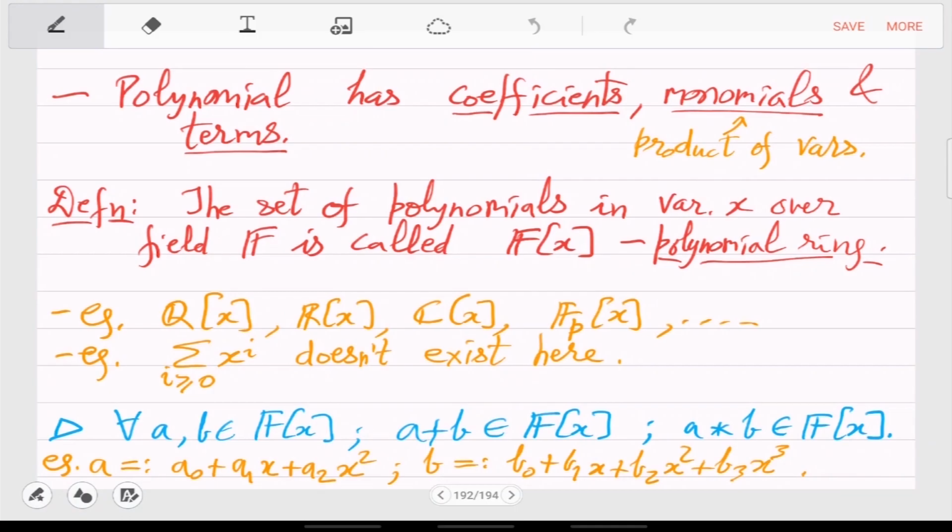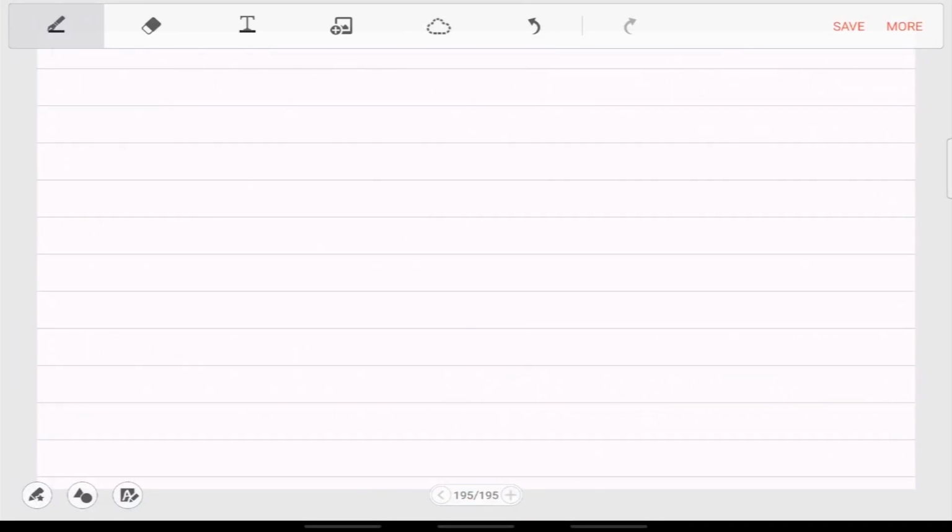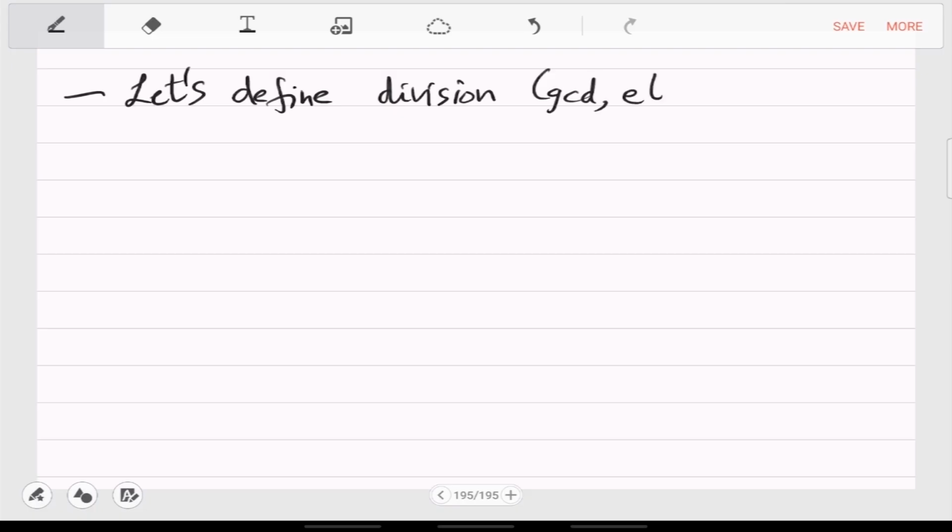So all that theory, does it also hold for the polynomial ring? Right? So our goal will be that all those things hold. So polynomials will be the new integers. Okay, that is our goal. So let's prove that polynomials are new integers. So let's define division, GCD, etc. for polynomials.